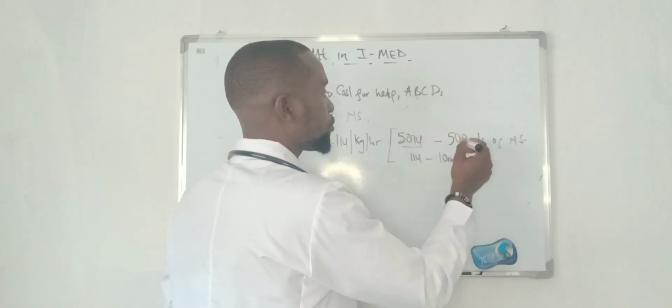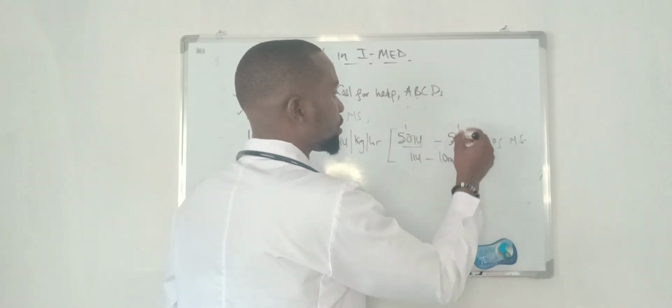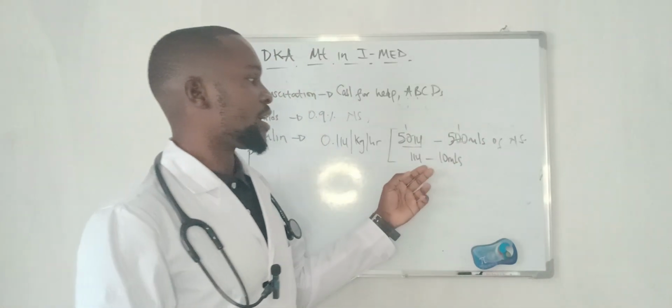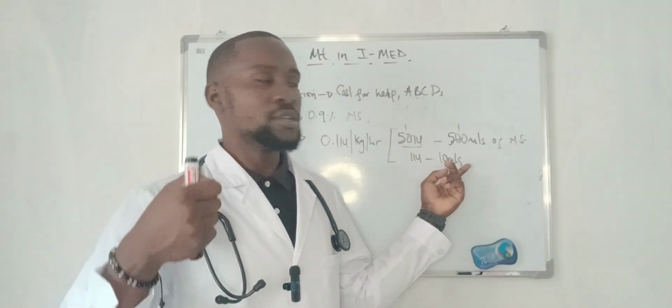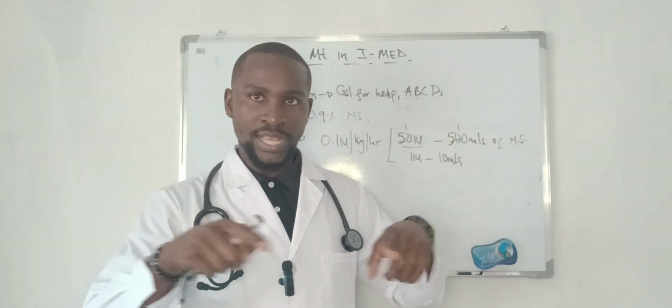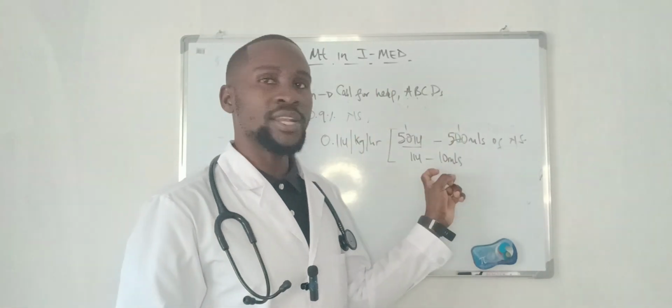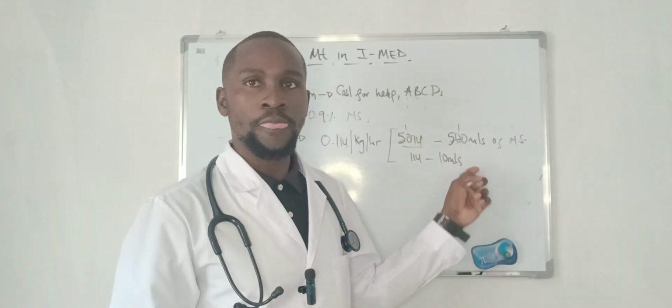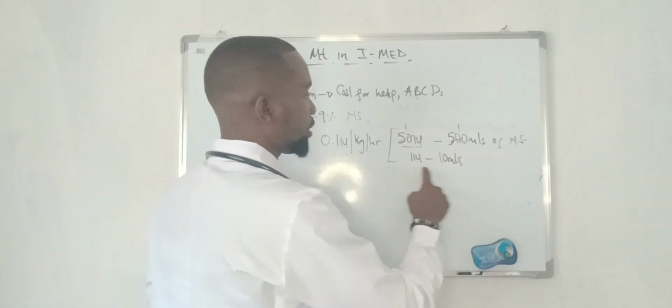Okay, because it's like this goes in this is 1, this goes in this, it's 10. So it's like when you draw 10 mils from that 500 mils of normal saline, it will give you 1 international unit in 10 mils. Okay, in 10 mils. So this is what you have.